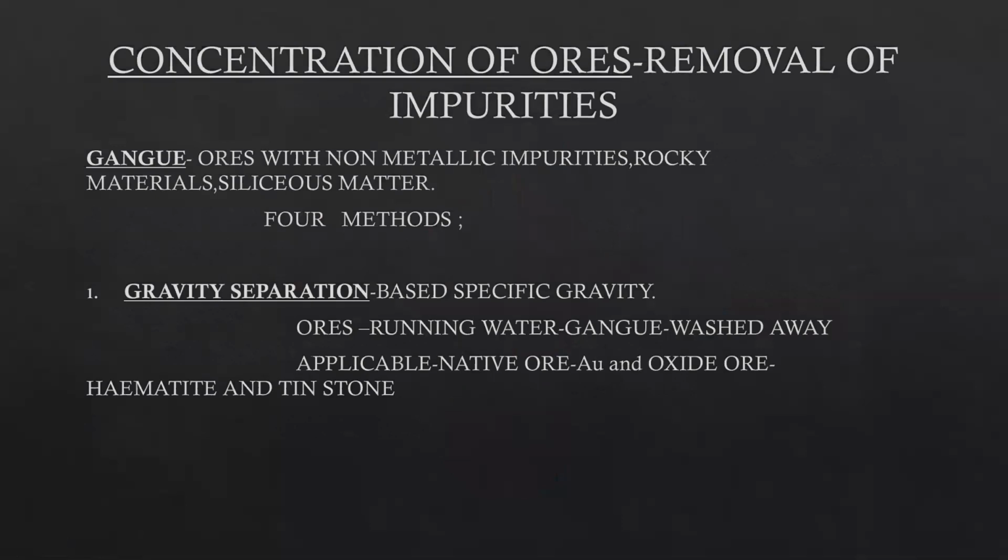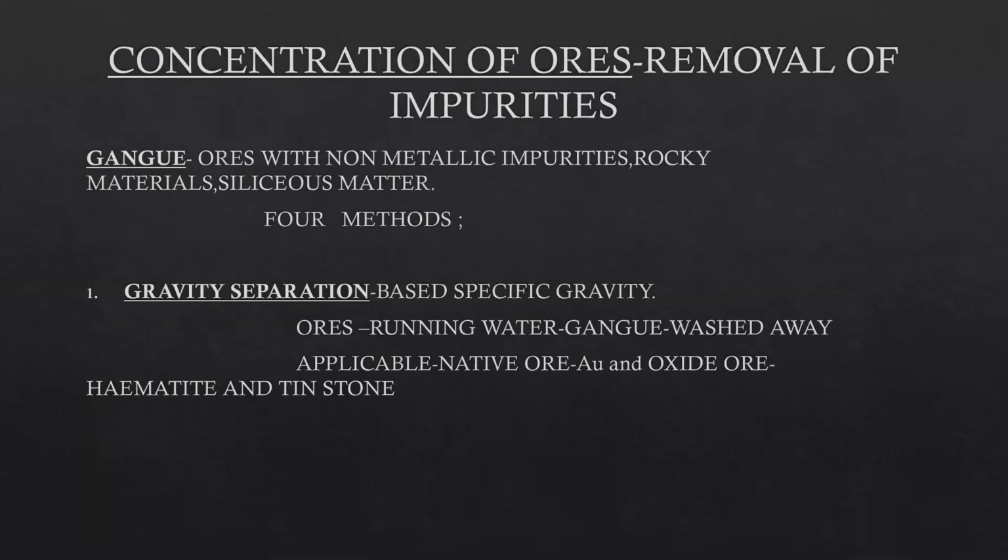So first one is concentration of ore. In the concentration of ore, we are removing the impurities from the ore. Actually, this is the first step in the metallurgy. So next one is gangue. Gangue means along with that ore particles, some other impurities are present. Impurities means here non-magnetic impurity, rocky materials and the siliceous matter. So this combination only we are calling it as the gangue.